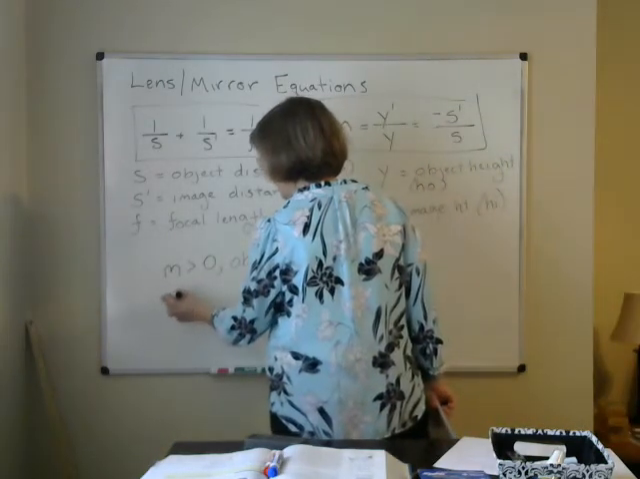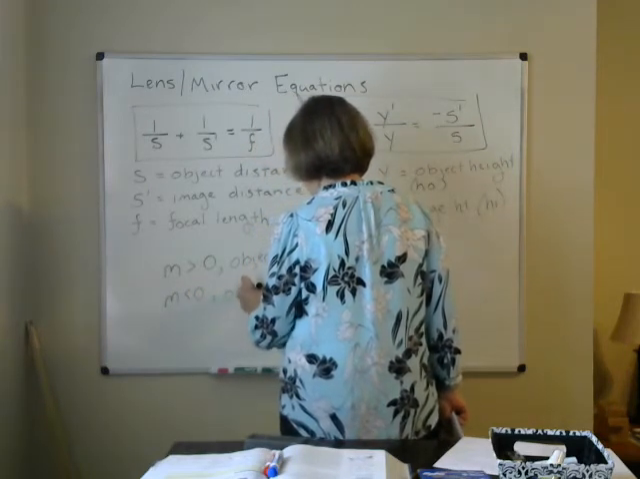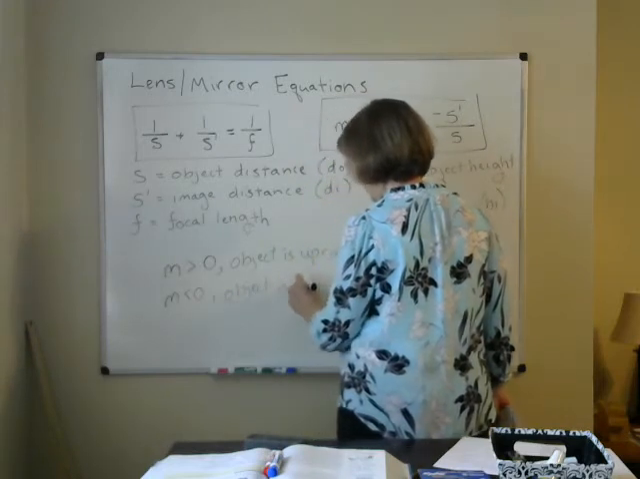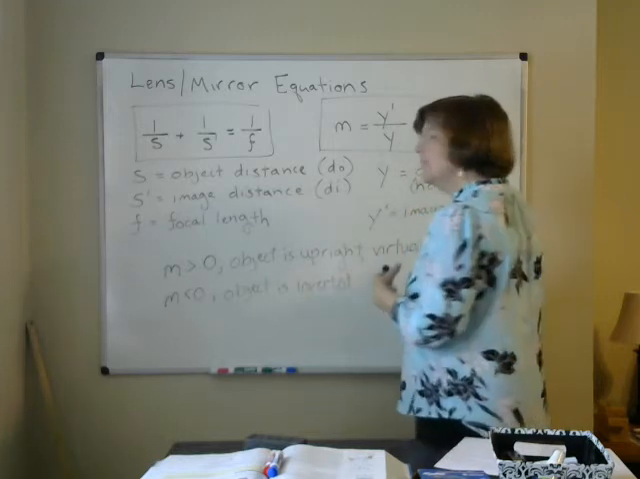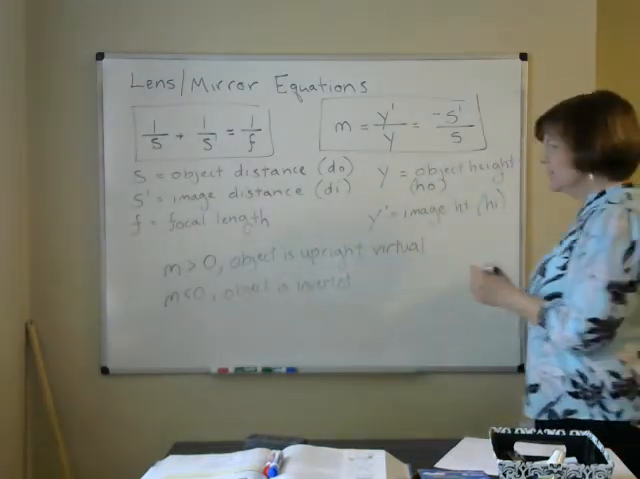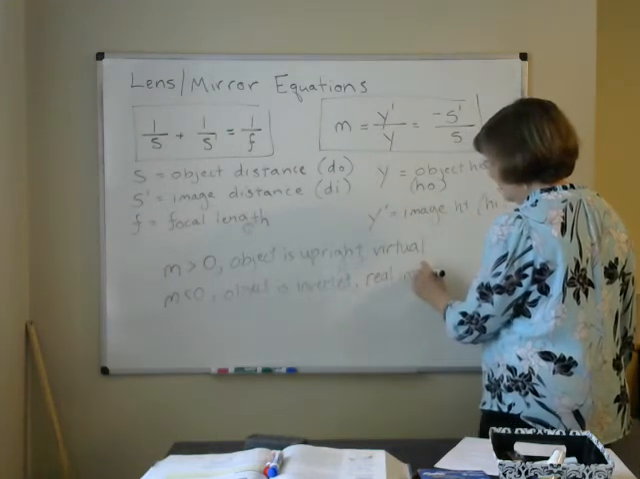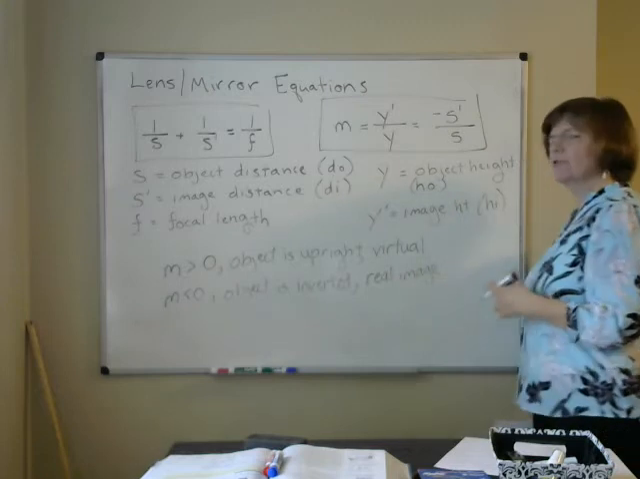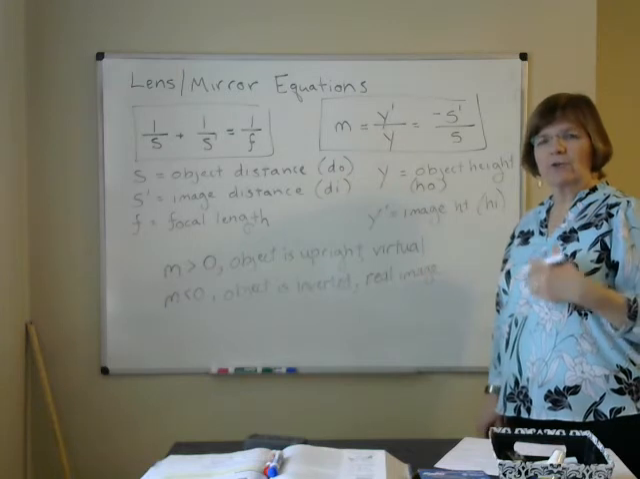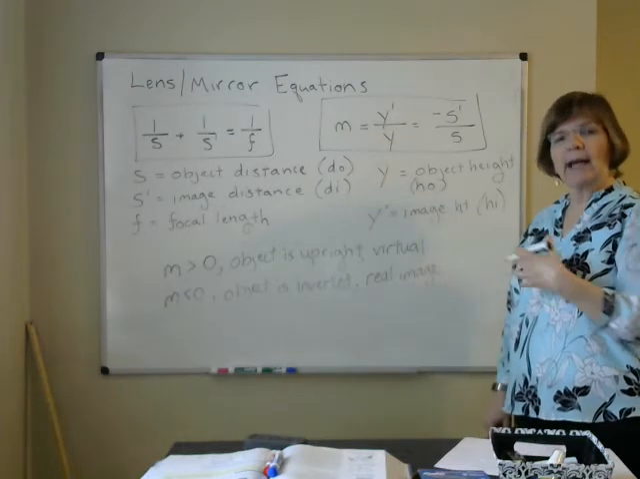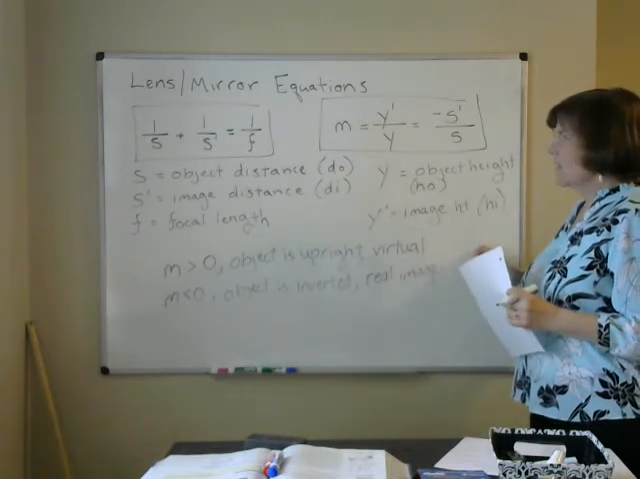Anytime the magnification is negative, the image is inverted. It looks upside down. When an image is upside down, that's actually a real image. A real image occurs when light is actually focused there. Your eyes form real images on your retina, and the pictures on your retina are actually upside down. We'll talk about that when we get to lenses. Okay, so all of this is really important.